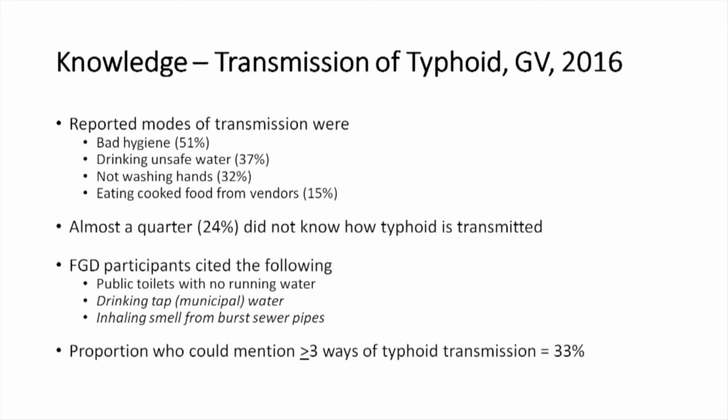Then the reported modes of transmission for typhoid, assessing the knowledge, is that most of the people didn't report the correct modes of transmission. It was only bed hygiene in 51%, and almost a quarter of them didn't know how typhoid was transmitted. And interestingly, in the focus group discussions, some were saying you get typhoid by inhaling the smell from burst sewer pipes.